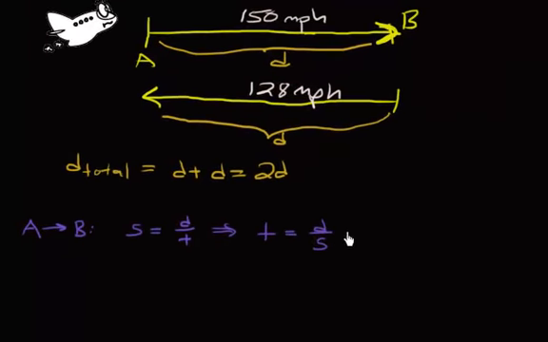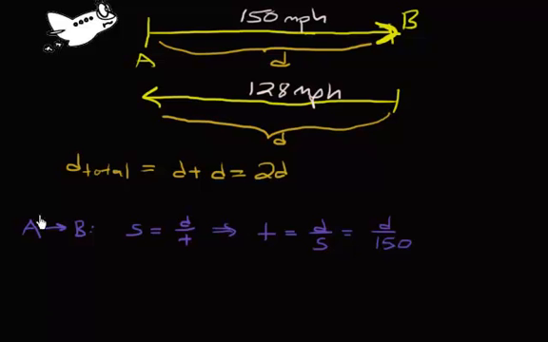S. Now again, I don't know D, but you know what? I'm just calling it D. But I do know S. S is the speed of going from A to B, and that's 150. So it's going to be D over 150. And actually, that's as good as it gets.